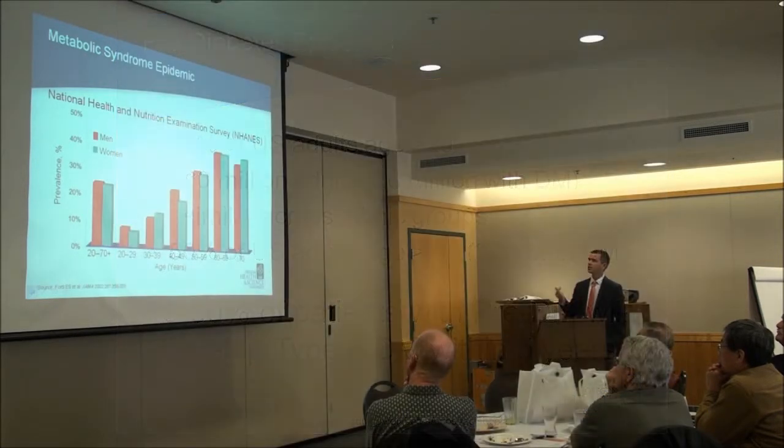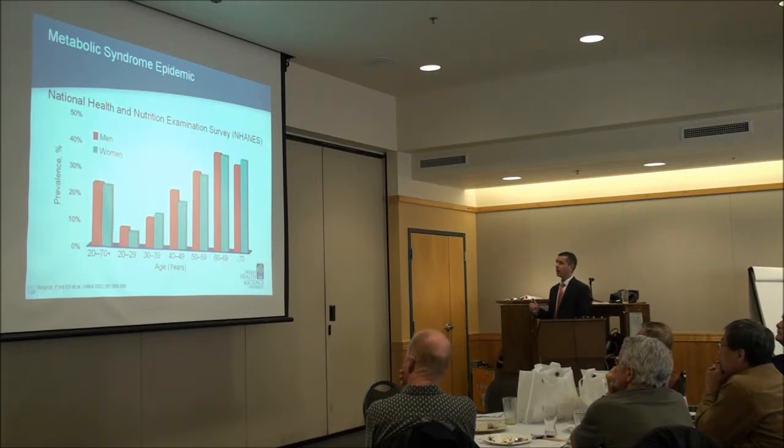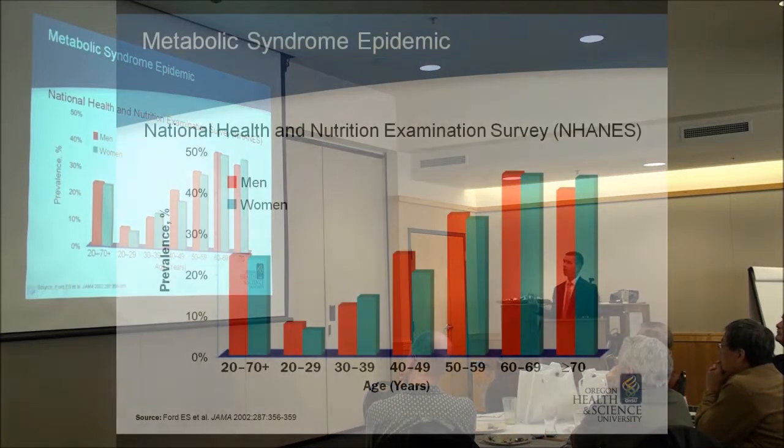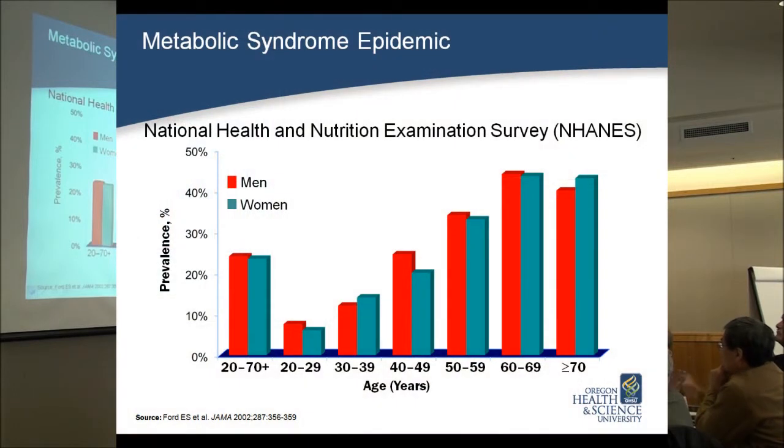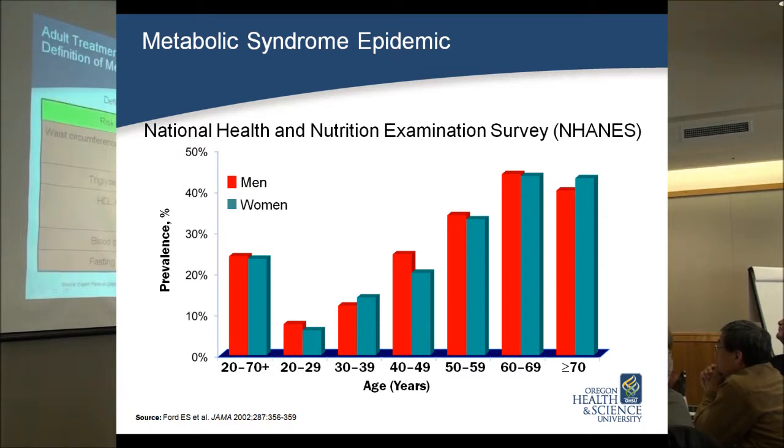Okay. So this is just another example of what the prevalence is in men and women across age, and it's pretty equal in men and women. You can see across age, and then a high prevalence in older individuals beyond age 50 and 70, and creeping up rapidly in those in their 40s and 50s as well.